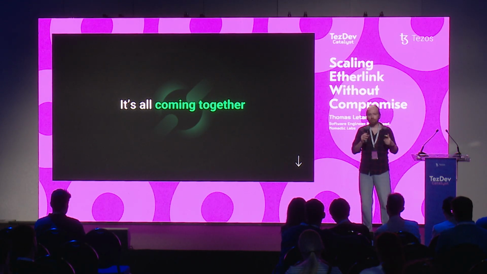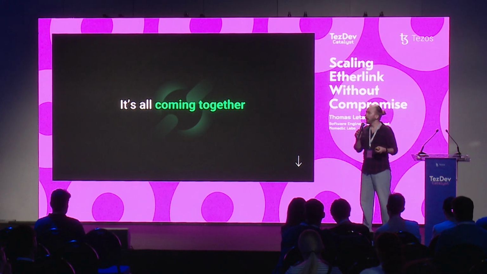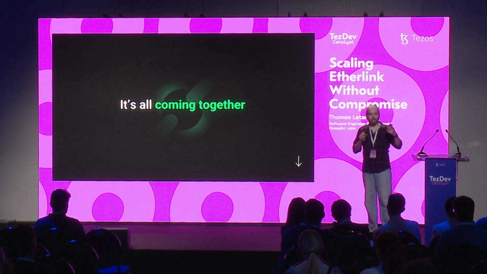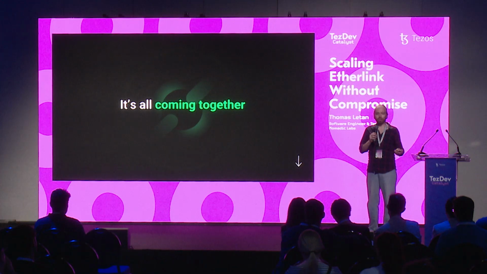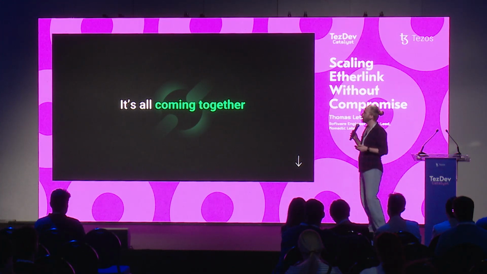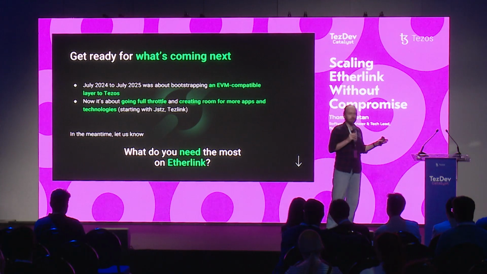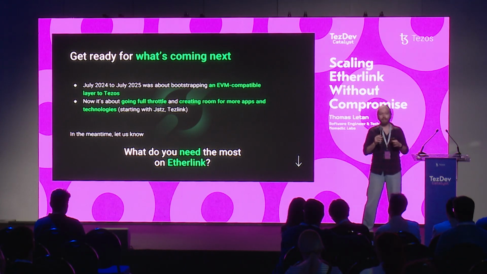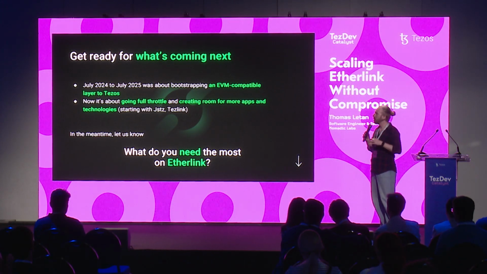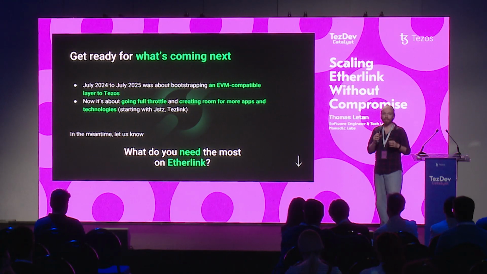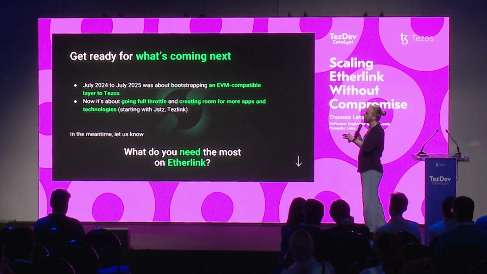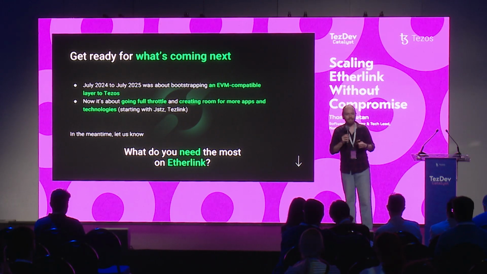We have smart rollups, we have the DAL, we have Etherlink, and everything is in production and everything works in a decentralized way. So July 2024 to July 2025, at least for the people working on Etherlink at large, it was really about bootstrapping the EVM compatible layer for Tezos. And I want to state very clearly that it's a lot of work.